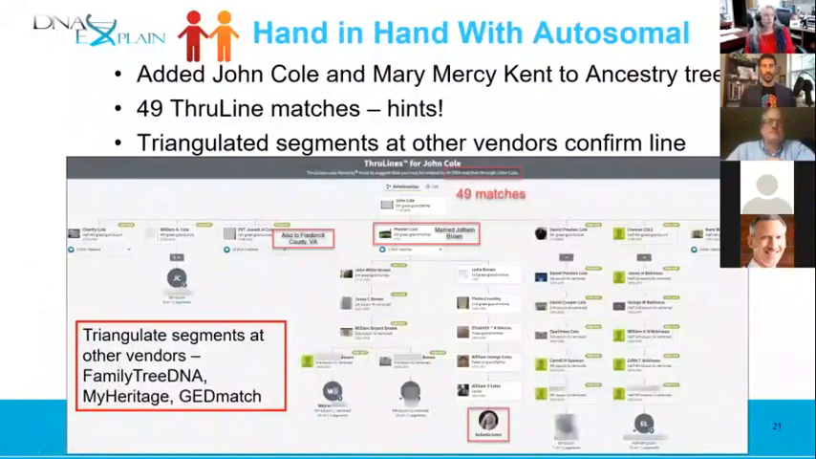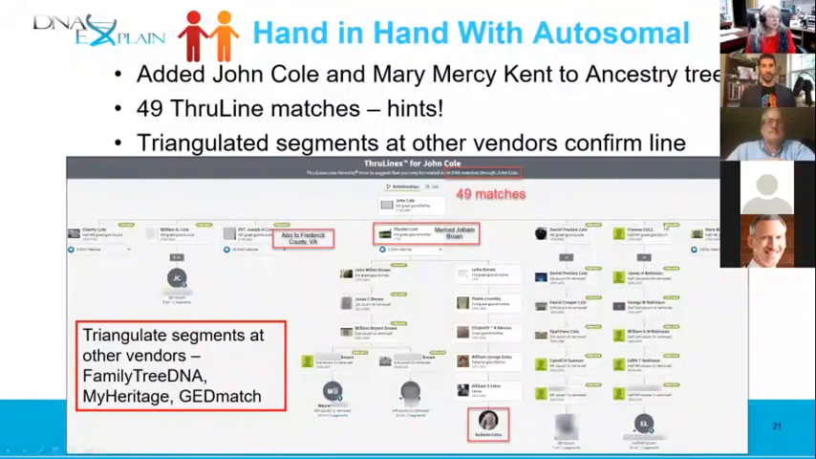So I went over to Ancestry, and on my through lines, on my tree, as an experiment, I added John Cole and Mary Mercy Kent as my Phoebe's parents as an experiment. And guess what? I immediately got 49 through line matches. Now, remember, through lines is a hint, but 49 hints of other people who match my DNA, who descend from other children of this couple, is a pretty doggone good hint.